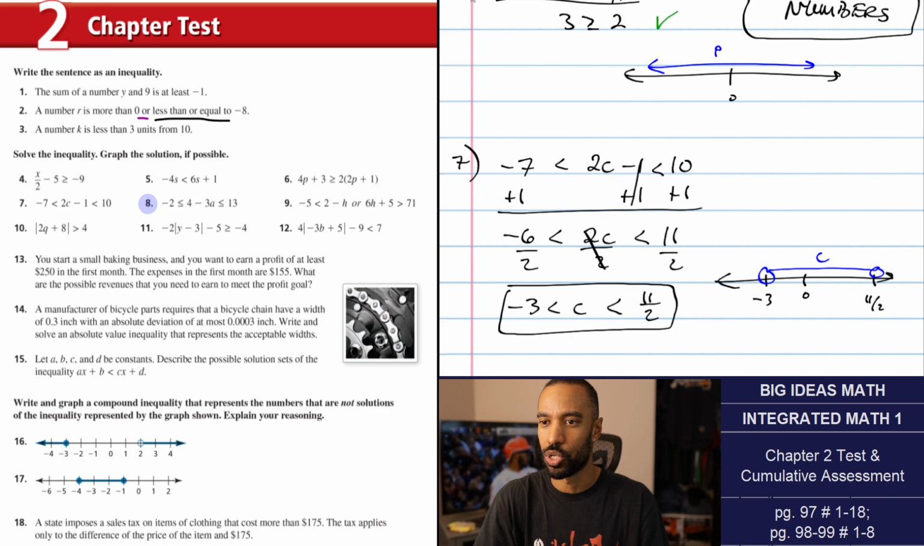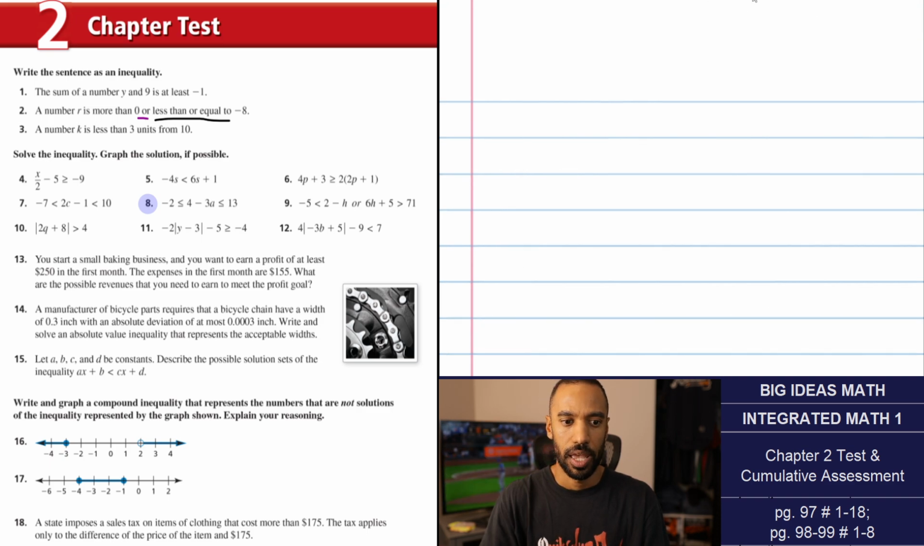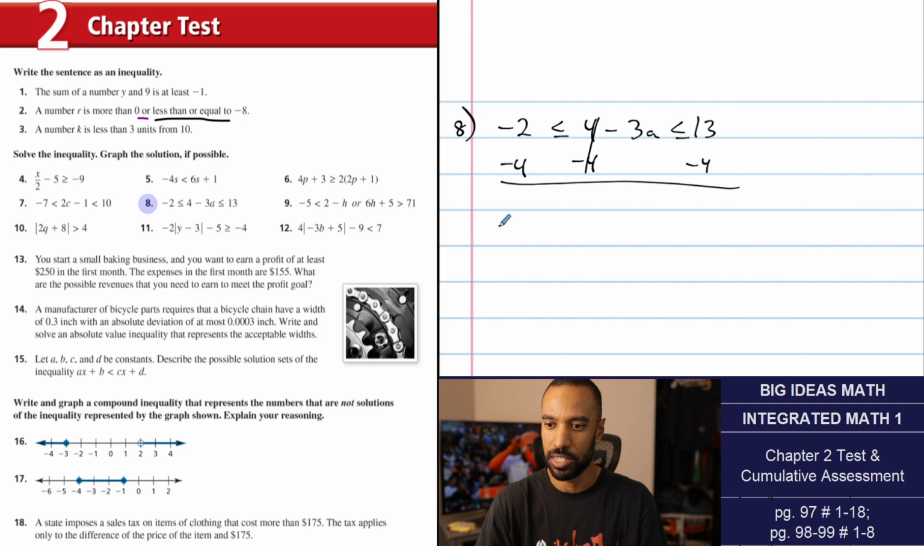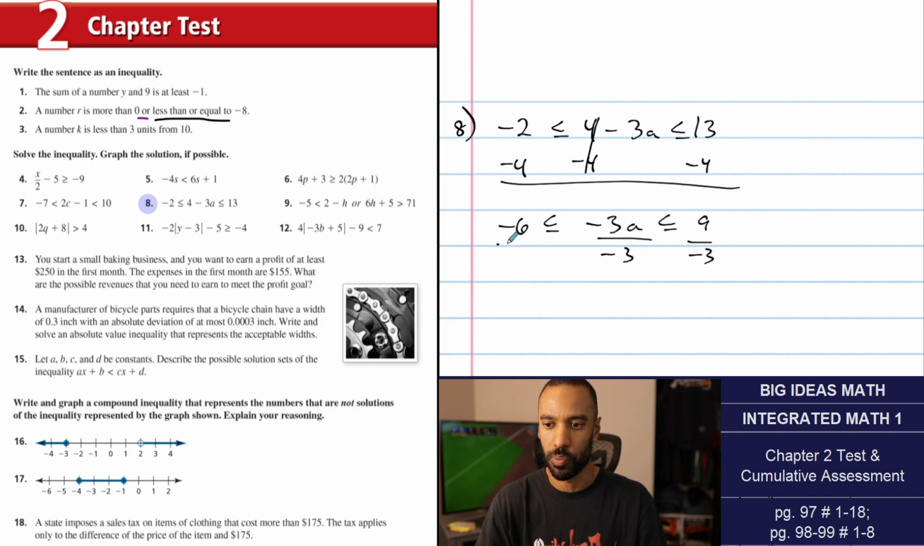Number 8, also out of section 2-5. And also another compound inequality. Not just a compound inequality, but a tweener compound inequality. It's a case of and. 4 minus 3a is greater than or equal to -2 and less than 13. The difference on this question is you can see that this 3a is negative, and don't disregard that right now. When I get -6 here, this is still a -3a. This being 9, I'll divide by -3, which does the several things that we talk about. It changes signs, and it changes inequality direction, like that.